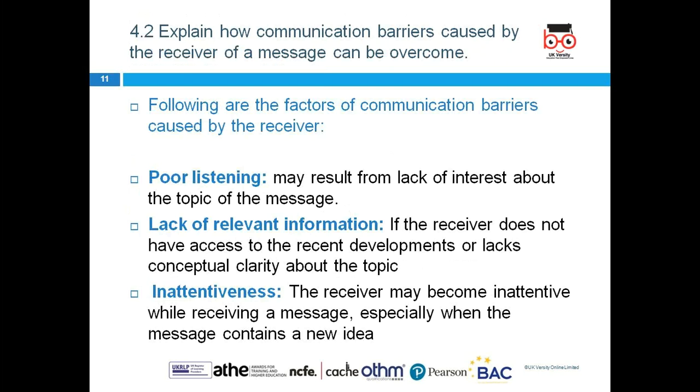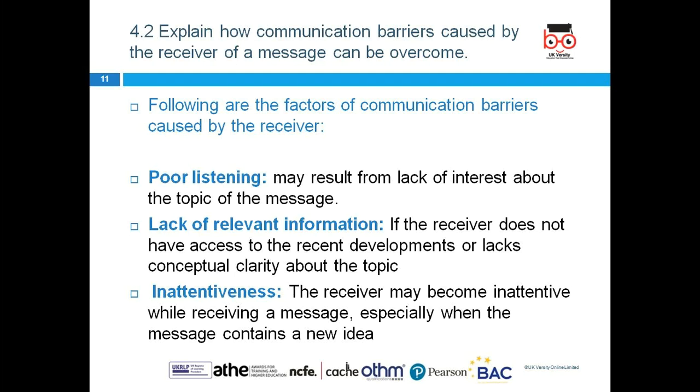And then 4.2, explain how communication barriers caused by the receiver of a message can be overcome. So the receiver is the person that's got it, and it depends on what they're up to at that moment, to be honest. So here are some points that might stop the receiver from getting the message.